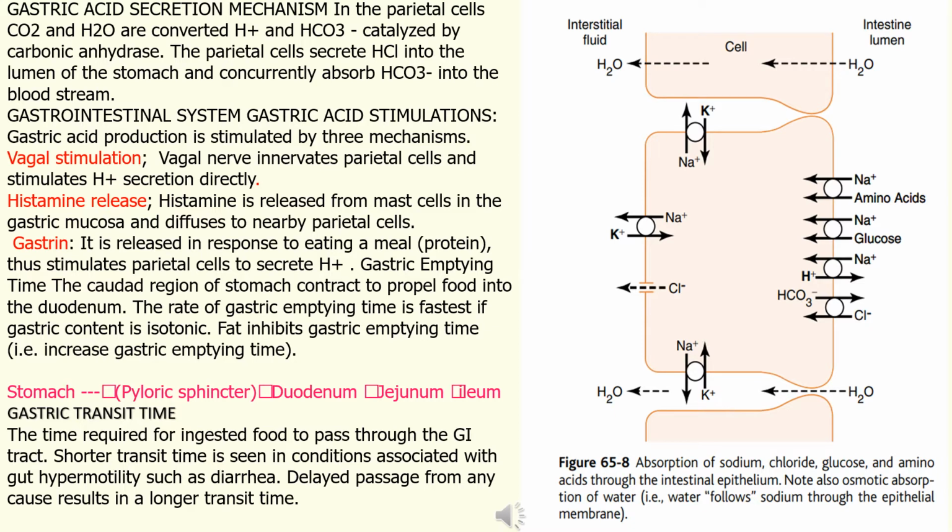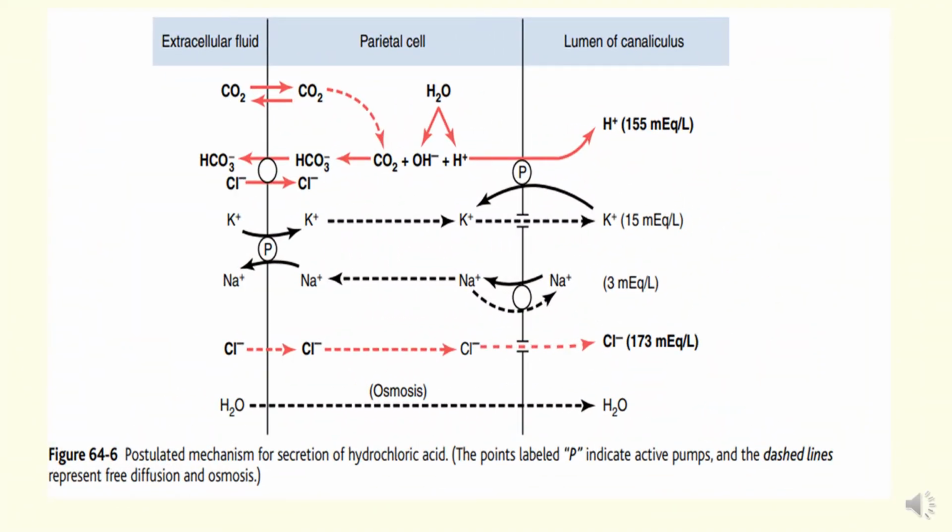Gastric transit time. What is it? The time required for ingested food to pass through the GI tract. A shorter transit time is seen in conditions associated with gut hypermotility, such as diarrhea. Delayed passage from any cause results in a longer transit time. The figure shows absorption of sodium chloride, glucose, and amino acids through the intestinal epithelium. The mechanism for secretion of hydrochloric acid is shown for your better understanding.